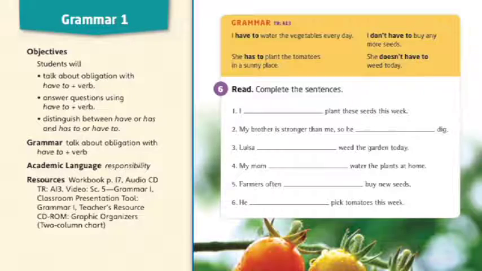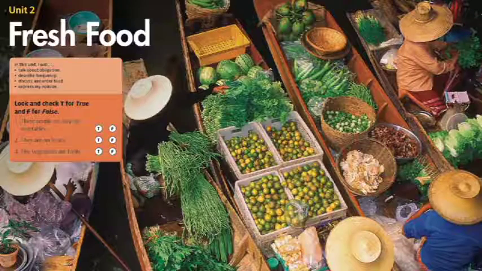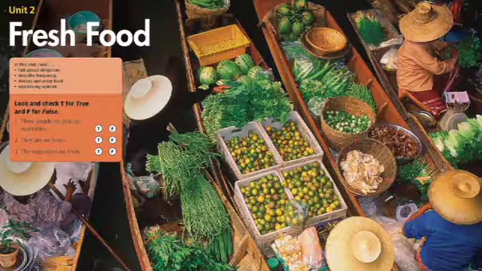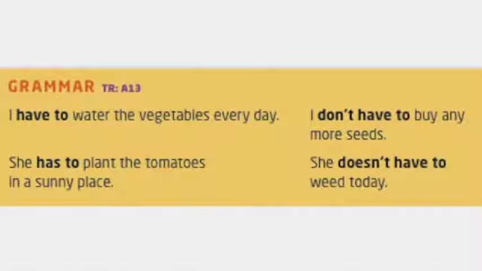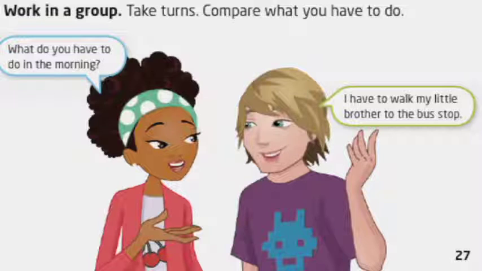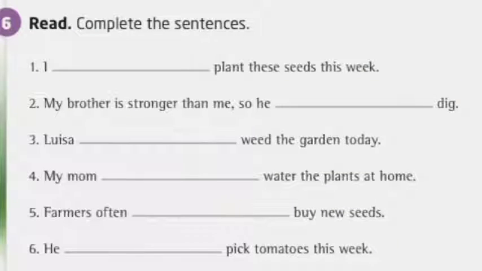Let's look at an example. In the unit Fresh Food in Level 4, the grammar lesson has the following objectives. Students will talk about obligation with have to plus verb, answer questions using have to plus verb, and distinguish between have or has and has to and have to.